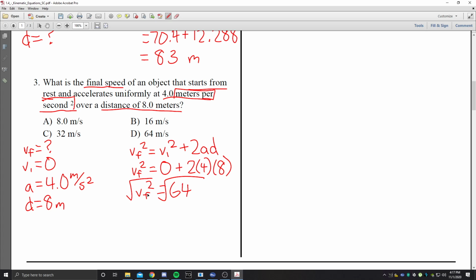So you solve everything, you simplify. You get VF squared is equal to 64. What you have to do after that is you have to square root both sides, because again, you want to get VF by itself. And then you get 8 meters per second. And that is going to be your answer, A.